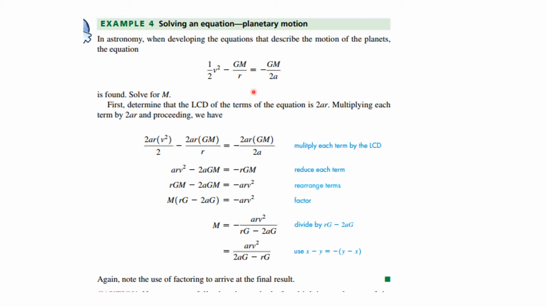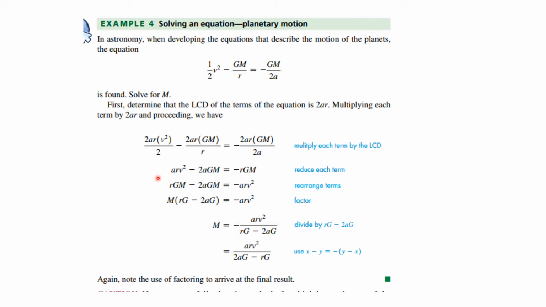This is an equation that's used in planetary motion where m is the mass of a large planet or heavenly body, I guess I will say. We want to solve for capital M, and we have a least common denominator of 2ar.